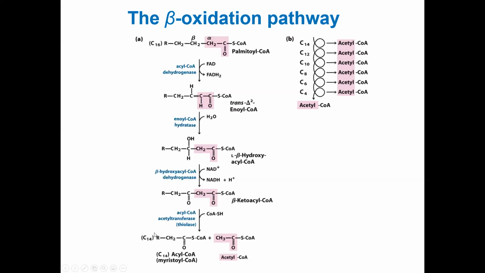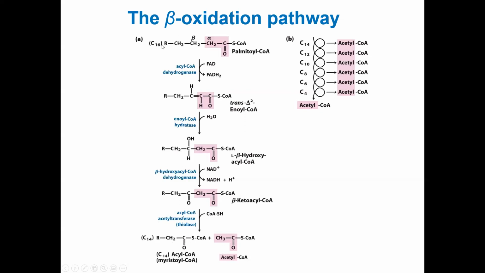That will be myristoyl coenzyme A, because you started with palmitoyl coenzyme A. So, a 14 carbon activated fatty acid and a 2 carbon activated acid, which is acetyl coenzyme A. This 14 carbon activated fatty acid, myristoyl coenzyme A, becomes the substrate, goes back and does the same thing again and again until you have all the molecules converted to acetyl coenzyme A.